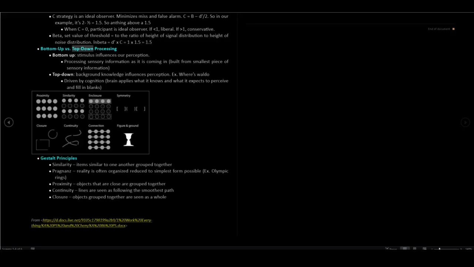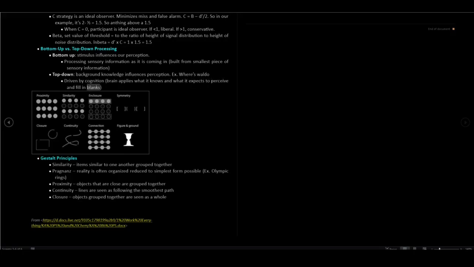Bottom-up versus top-down processing. Bottom-up: the stimulus influences our perception. Processing sensory information as it is coming in, built from the smallest piece of sensory information. Top-down: background knowledge influences perception, for example Where's Waldo? Driven by cognition, the brain applies what it knows, and what it expects to perceive, and fills in blanks.